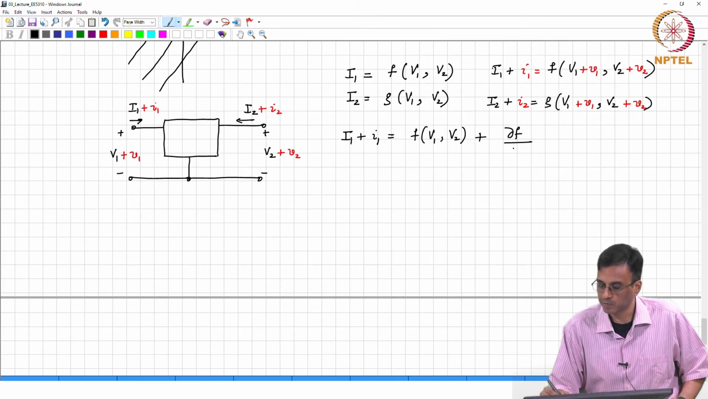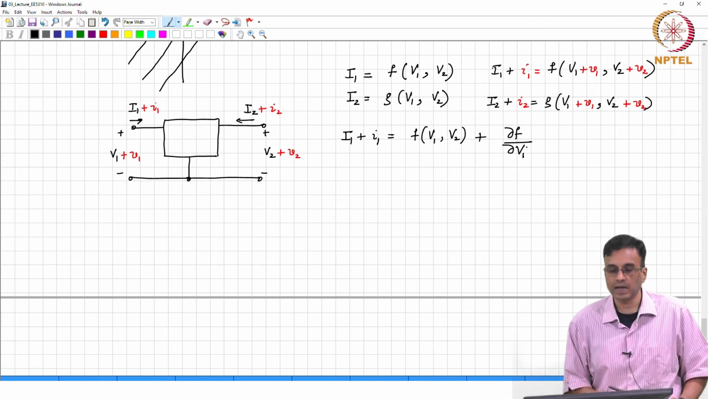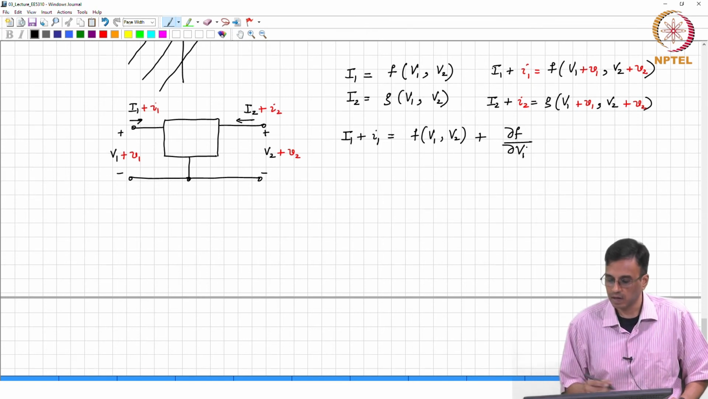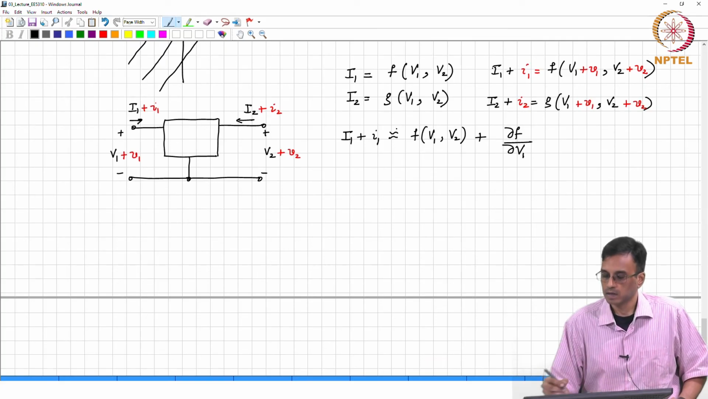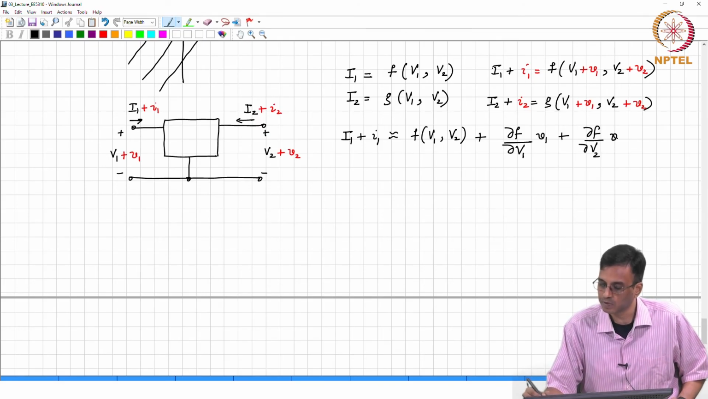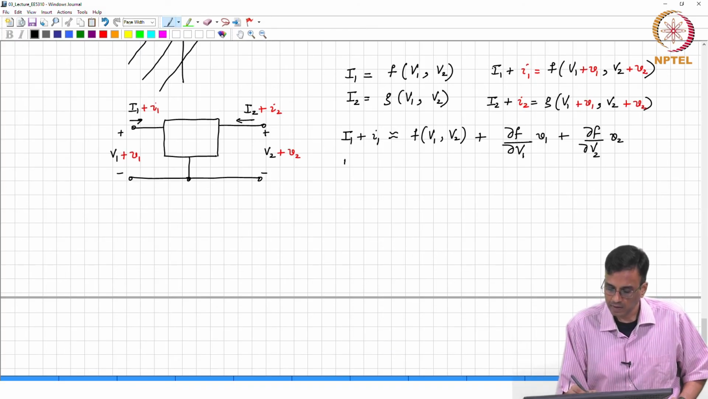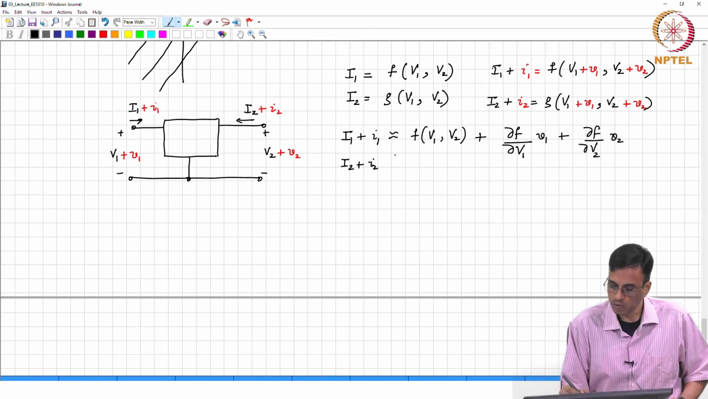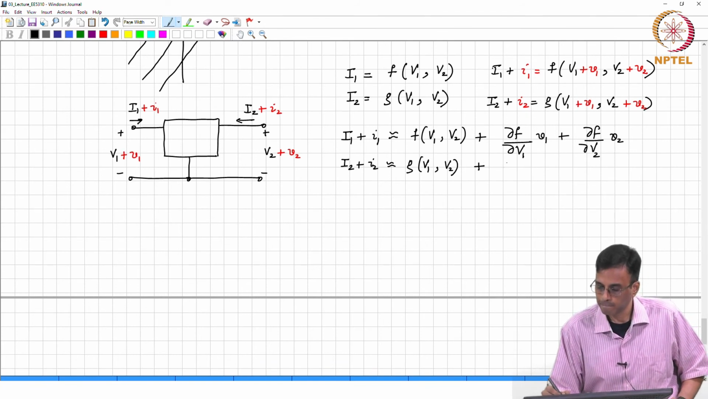the partial derivative of f with respect to the first argument evaluated at V1, and again I am going to abuse notation, times small V1, plus the partial derivative of f with respect to the second argument evaluated at V2 times small V2, and likewise I2 plus small I2 is approximately g of V1 comma V2 plus dou g dou V1 times small V1 plus dou g dou V2 times small V2, all right.